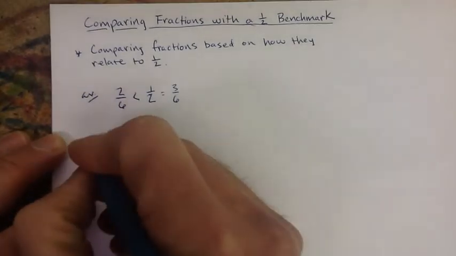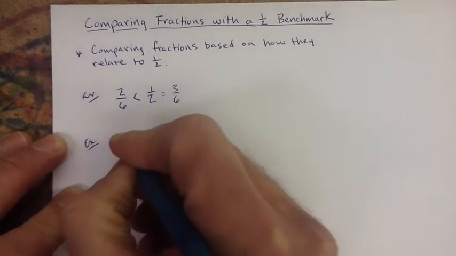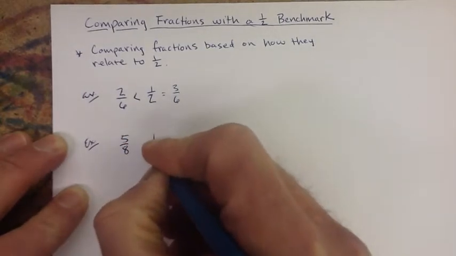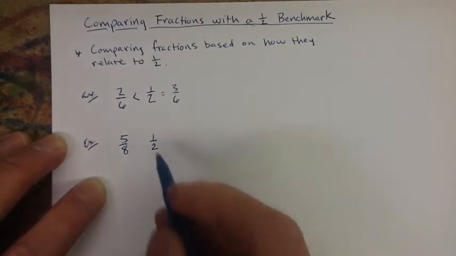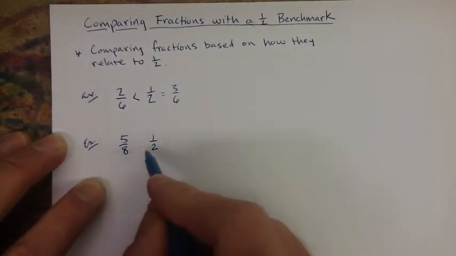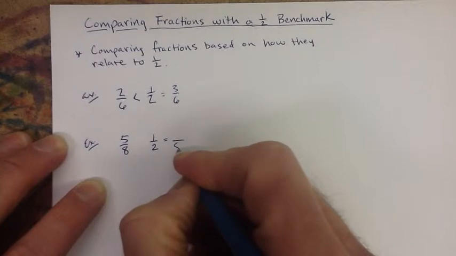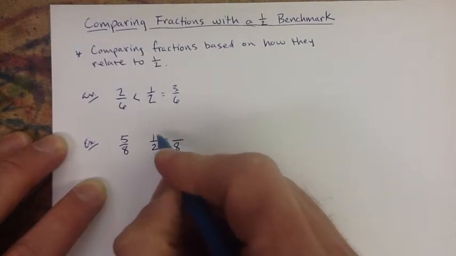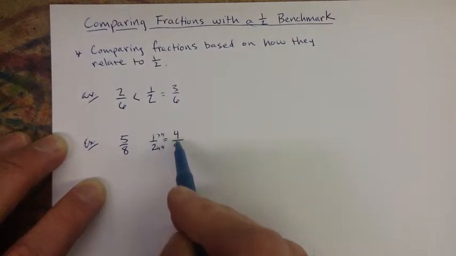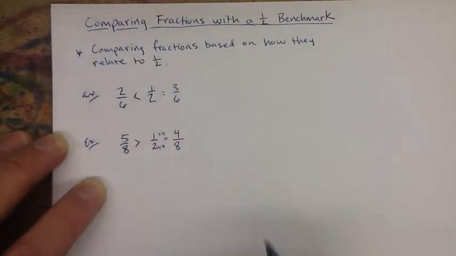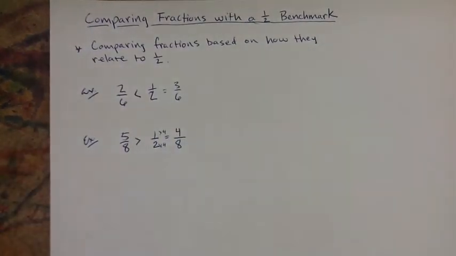Let's take a look at one more. Let's look at the fraction 5/8. And I want to know how does that relate to 1/2. Well, if I look at my denominator of 8, I make an equivalent fraction here. That's times 4, so that's times 4. It gives me 4/8. How does 5/8 relate to 4/8? Well, 5/8 is greater than 4/8, so 5/8 is greater than 1/2.